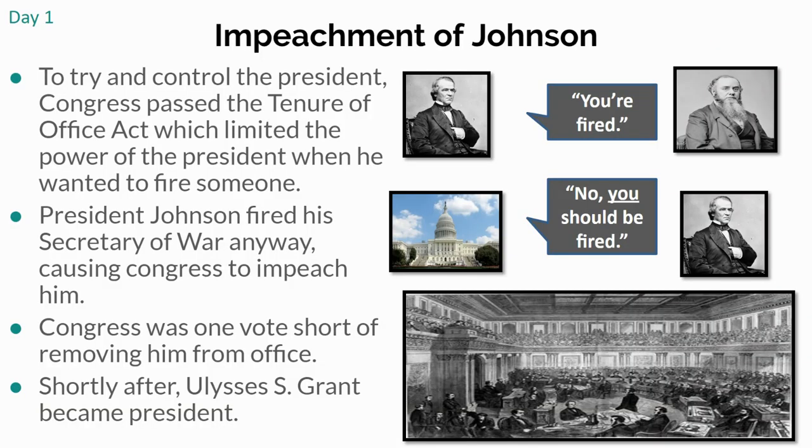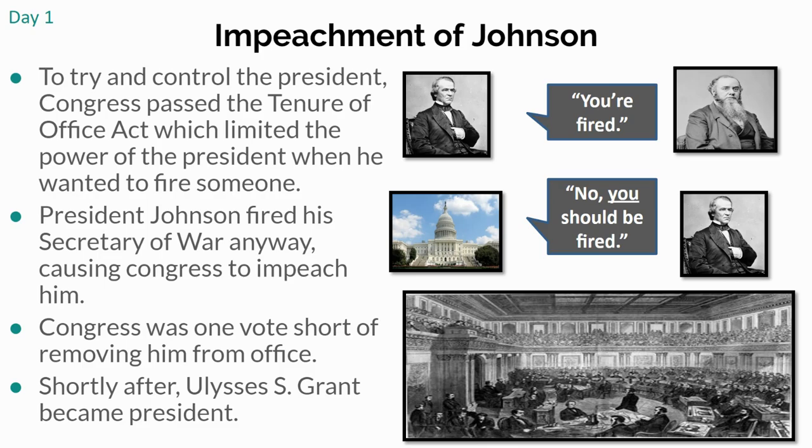So, in order to try to control President Johnson, Congress passed the Tenure of Office Act. Basically, what this did is they wanted to have control over everything he did, including hiring and firing of people in his cabinet. Now, if we talk about the cabinet in the past, we know that that's an exclusive right to the president, to where he can choose the people that he wants, whether they're good or bad, qualified or not. He's allowed to choose whoever he wants.